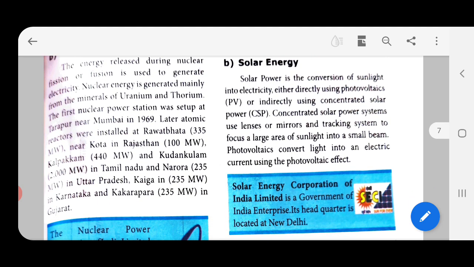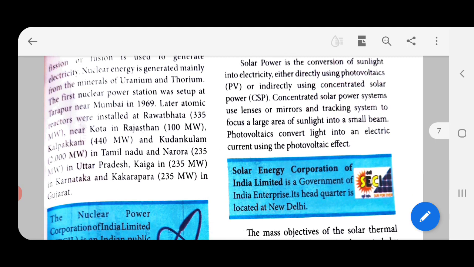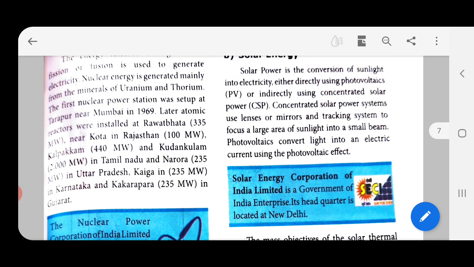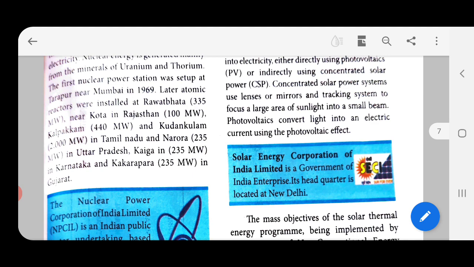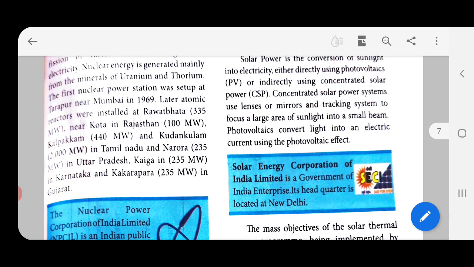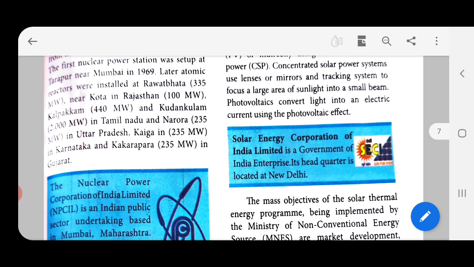What do you mean by concentrated solar power system? It uses lenses or mirrors and a tracking system to focus a large area of sunlight into a small beam. So sunlight which is spread in all directions is made to fall into a certain place using a lens or a mirror, and from that they can extract electricity. Photovoltaics, photo means light, converts light into an electric current using the photovoltaic effect.